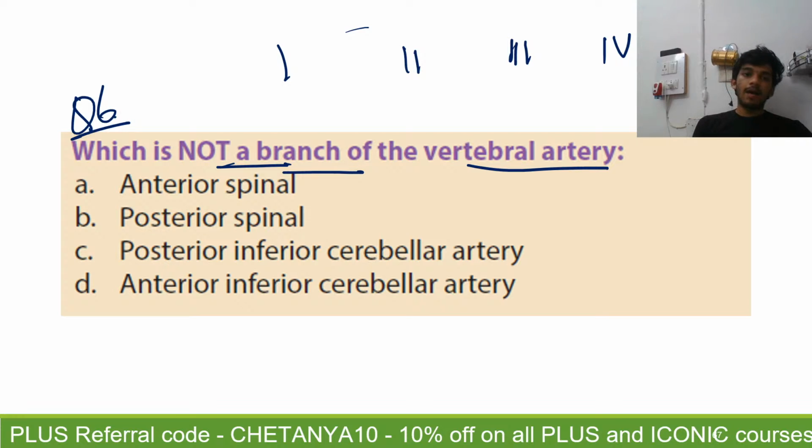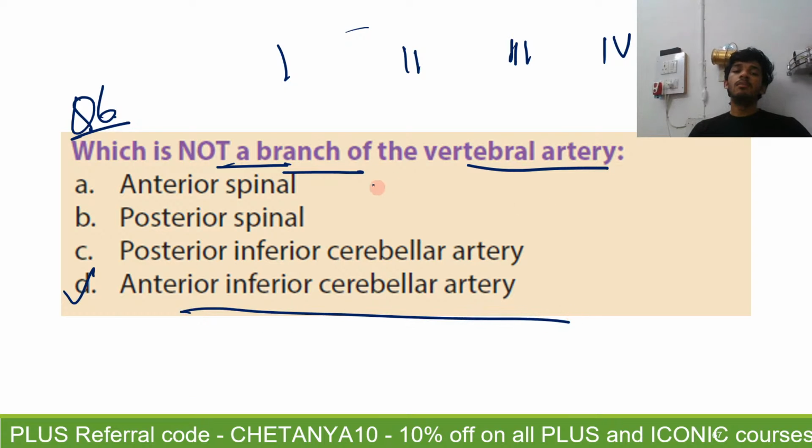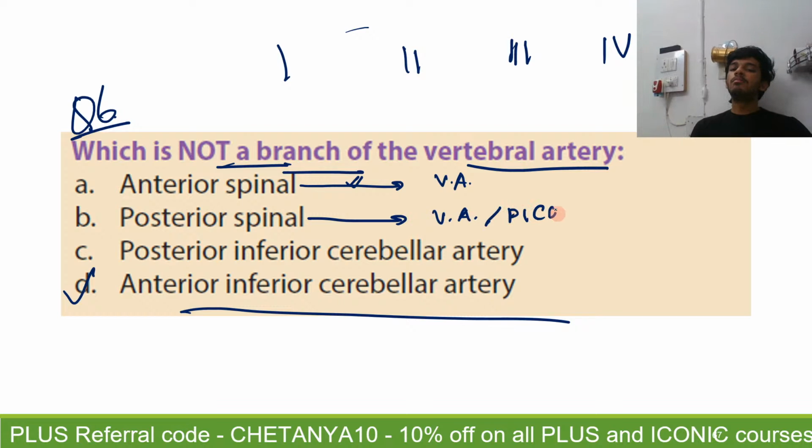Yes, absolutely correct. Fazi is right. Again, this anterior inferior cerebellar artery. Why? Because the anterior spinal artery is always a branch of the vertebral artery, right? Posterior spinal artery may be a branch of the vertebral artery or it may be a branch of the PICA. But since it is also a branch of the vertebral artery, we'll wait. Posterior inferior cerebellar artery, yes, it is a branch of the vertebral artery. Now, anterior inferior cerebellar artery, no. This is a branch of the basilar artery.